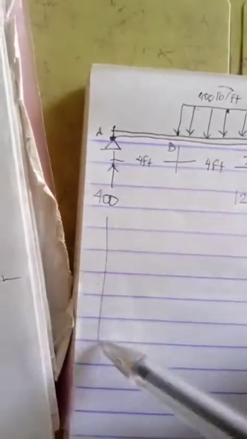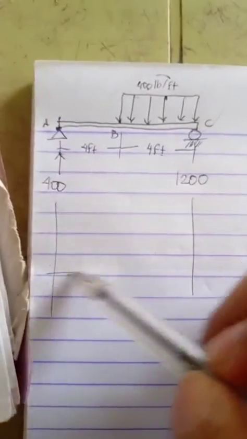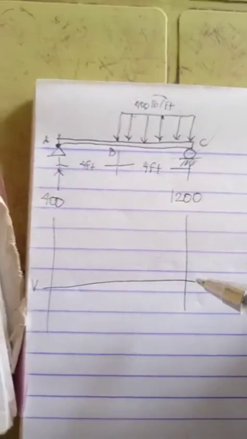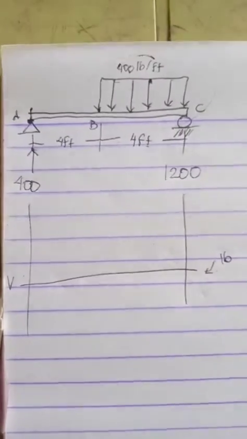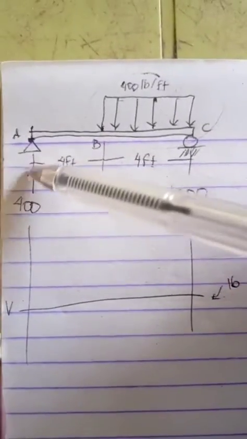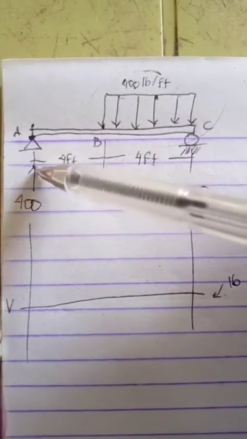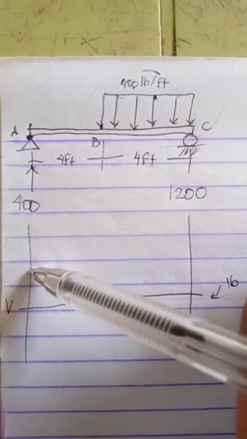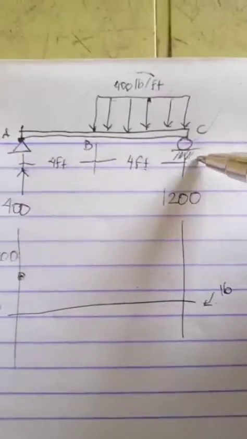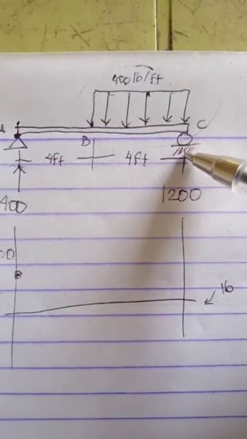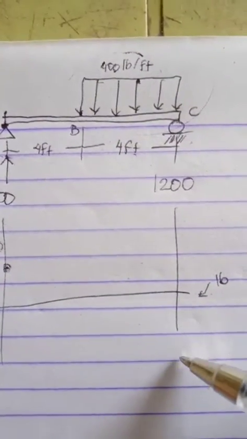Then let's draw the lines. So here is the V diagram, and that's in pounds. So to draw the shear diagram, if we have here 400 going upwards, we just go upwards and write 400, that is if we're going from left to right. If we come from the right going left and we have this 1,200 here, that would be negative here. Alright?